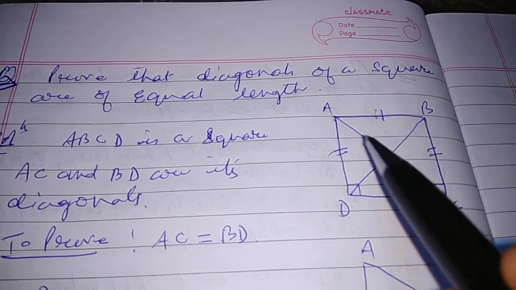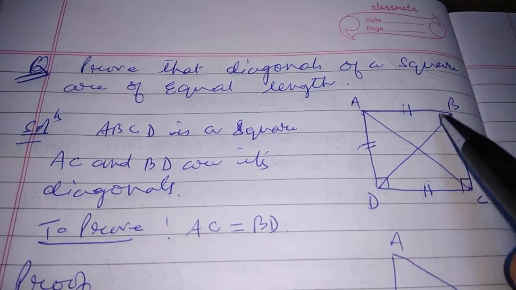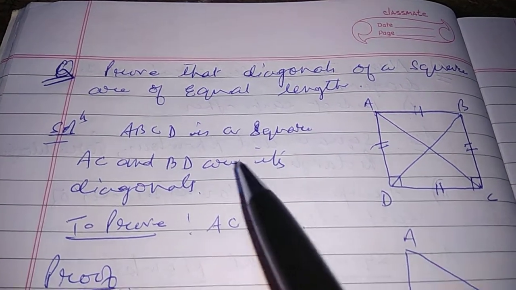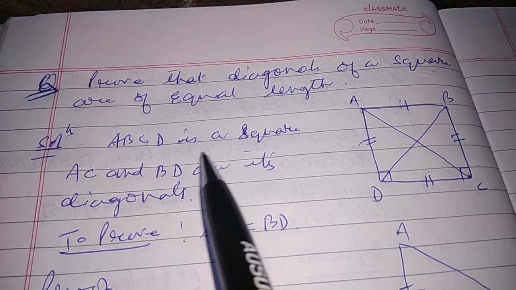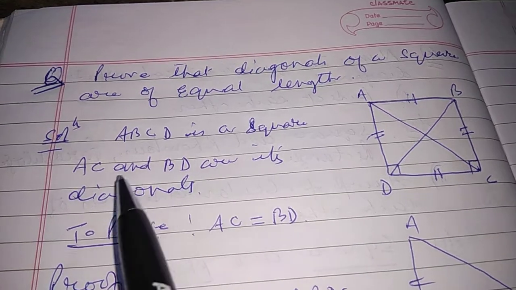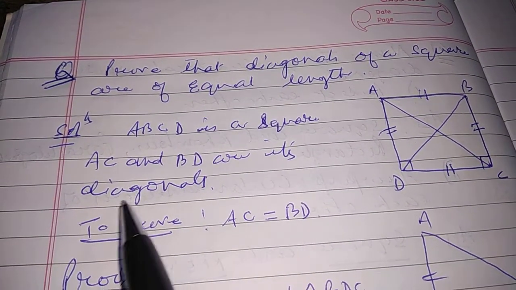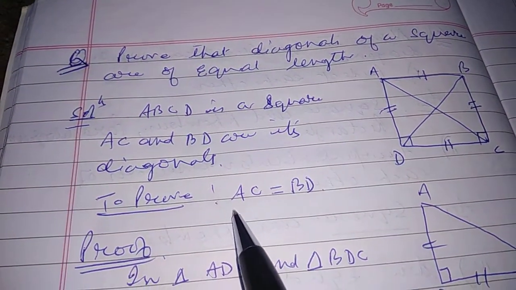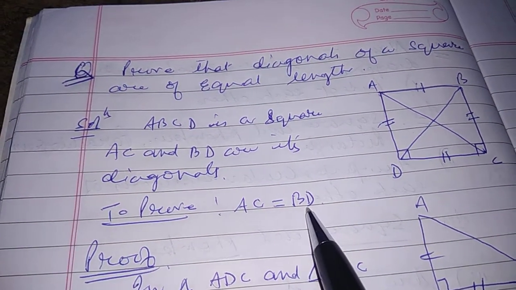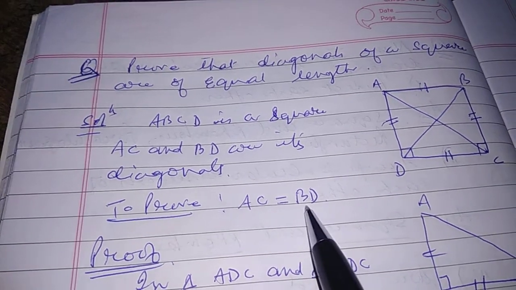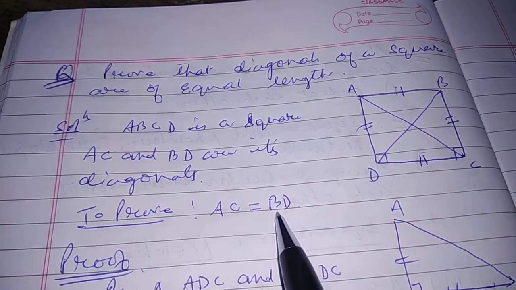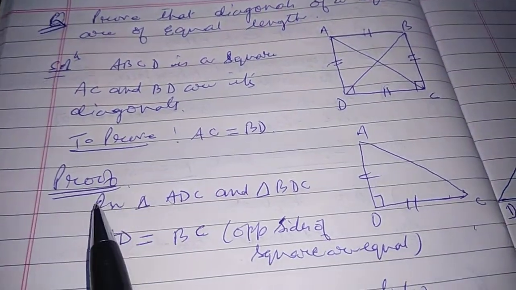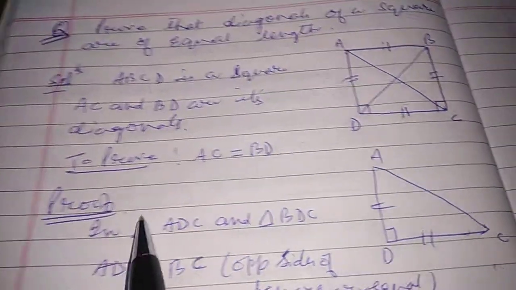So what are its diagonals? AC and BD are its diagonals. So it is given here that ABCD is a square and AC and BD are its diagonals. And what you have to prove? That these diagonals are of equal length. So AC and BD are of equal length, we have to prove. To prove AC is equal to BD. Now we are going to prove it. How will we prove it?